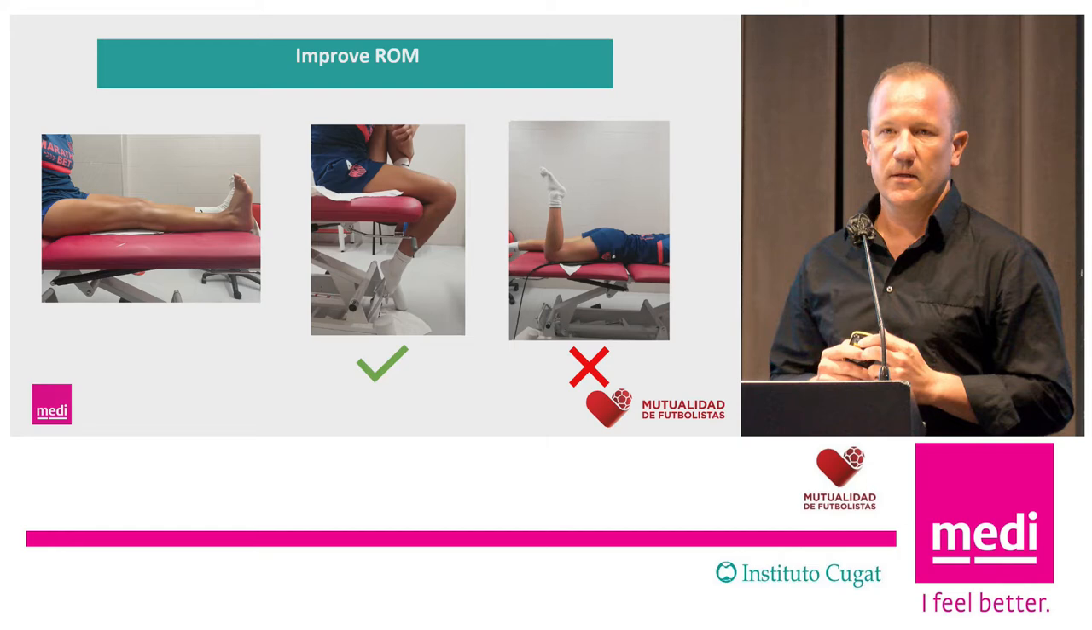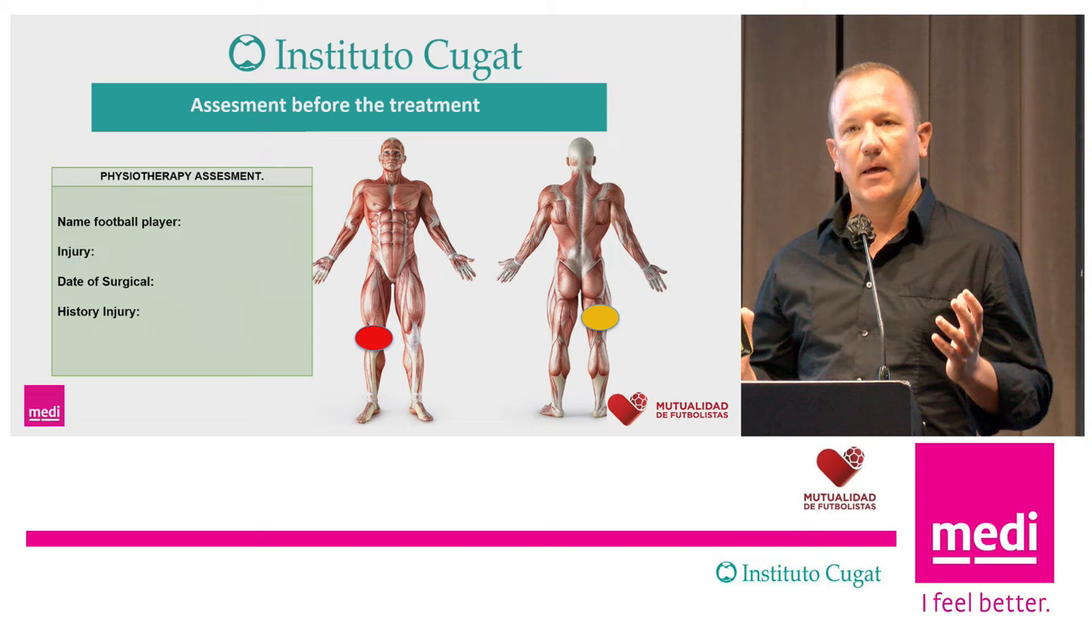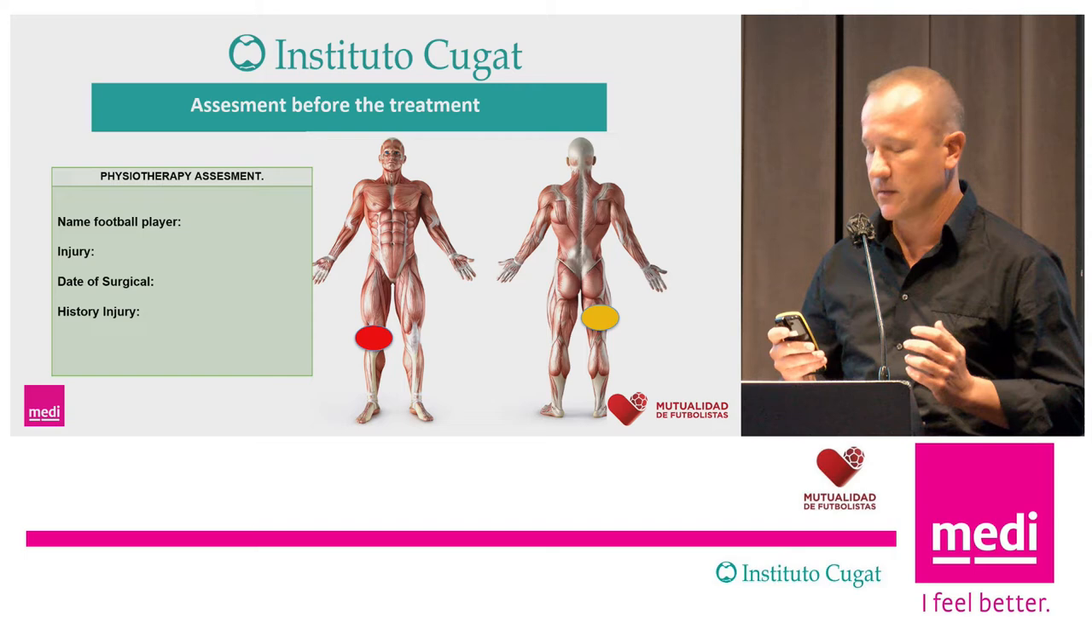So, knowing all these factors, it's very important for us to know exactly the type of surgery and the injury history of each soccer player, because it's not the same if the football player has the ACL injury alone or if it's associated with another injury, for example the meniscus.